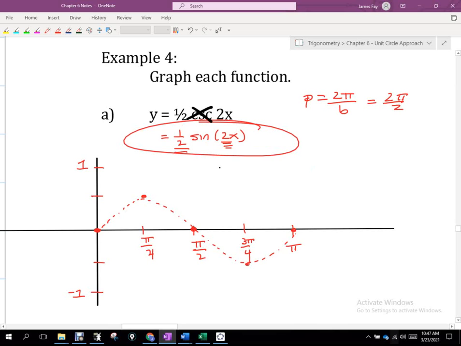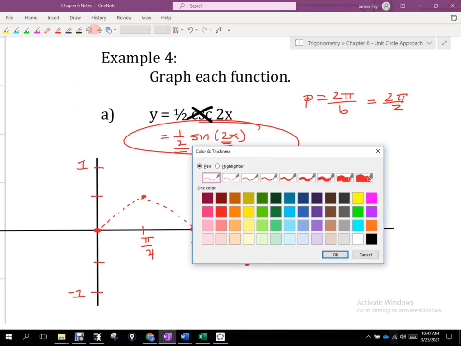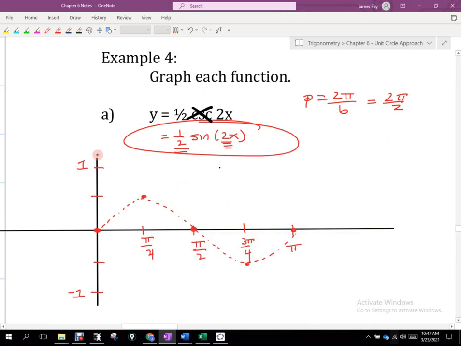That's not what we wanted, though. The original problem said cosecant, right? So this is where we bring in the cosecant relationship. Cosecant has asymptotes at the sine's what? X-intercepts. So 1/2 cosecant of 2x is going to have asymptotes at 1/2 sine of 2x's x-intercepts. Does that make sense? So asymptote there, asymptote there.